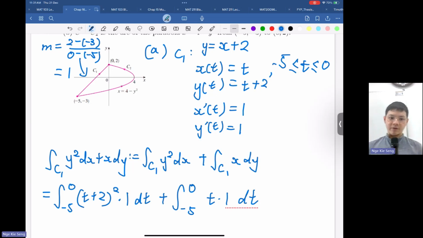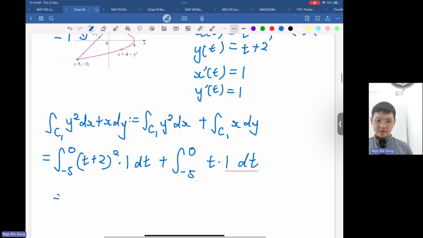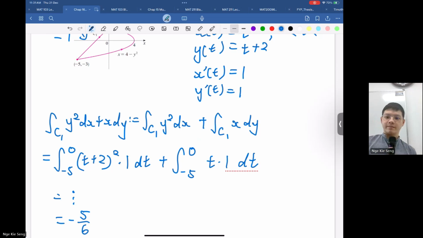Okay. So you compute this. This is kind of long in this calculation, a bunch of polynomial. You should get -506.